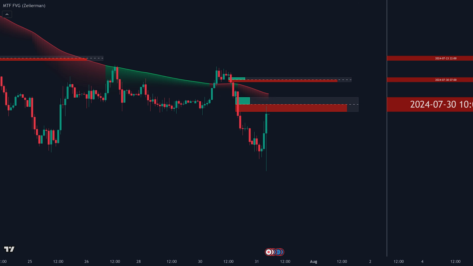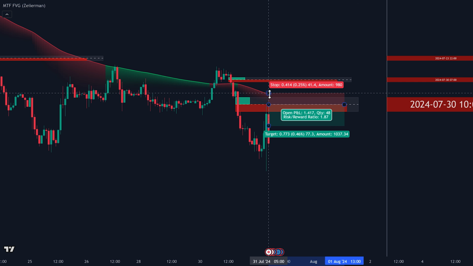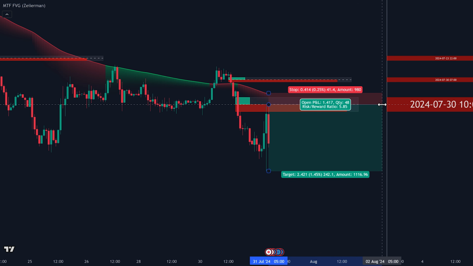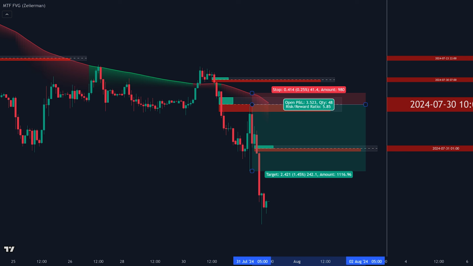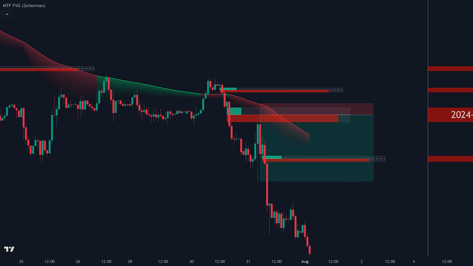With all conditions met, we place our sell entry at the midpoint of the fair value gap. Our stop loss goes just above the gap to protect the trade. Then, we set our take profit lower. As you can see here, the trade played out well and ended in profit.